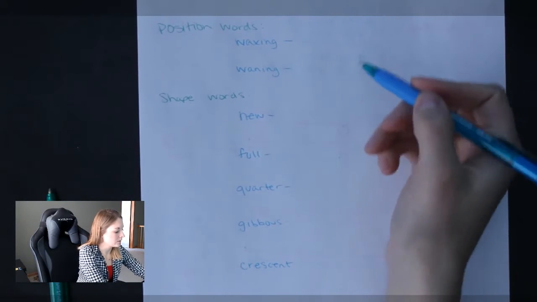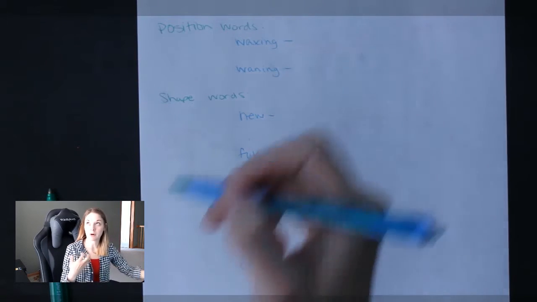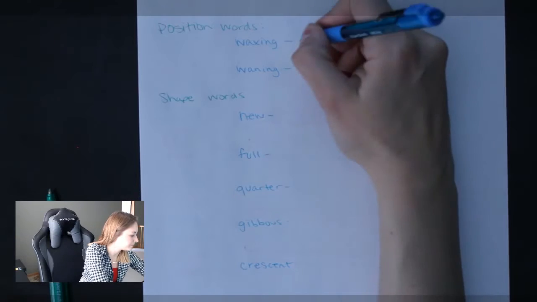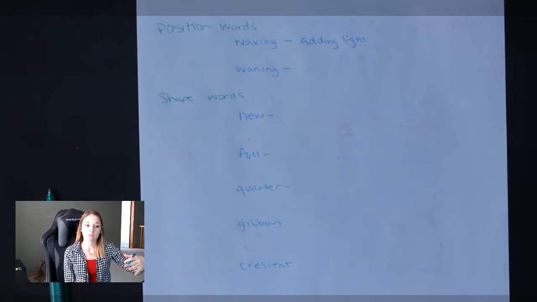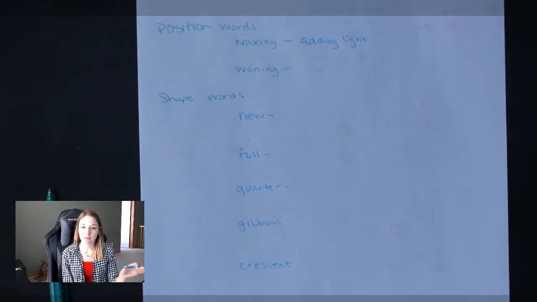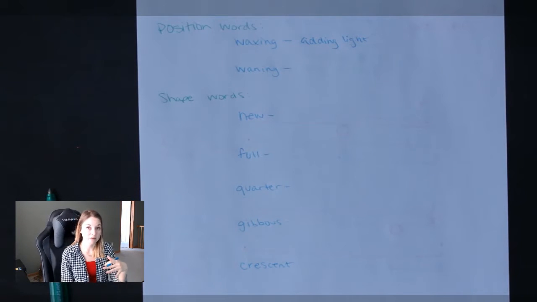Position words, if you ever see the word waxing in front of a phase, that means that the part of the moon that is illuminated is getting larger. So we're adding light. And so at those portions of the phase, each night the moon will appear to be larger. Again, the moon isn't changing size, but during these waxing phases, more and more of the moon is illuminated from the sun.